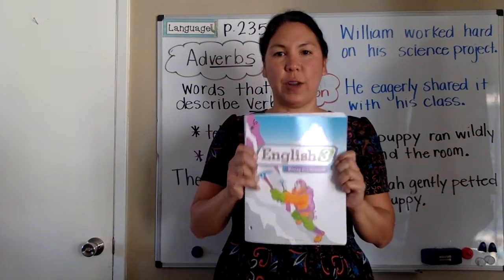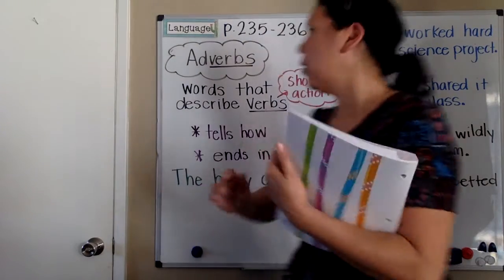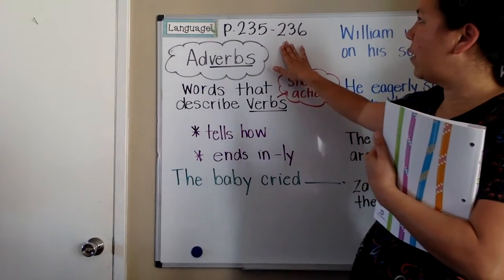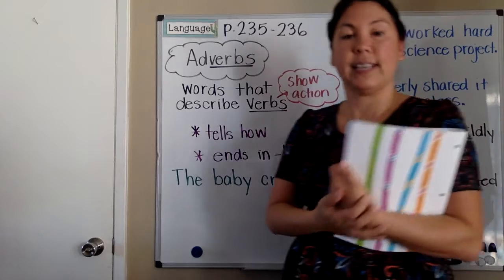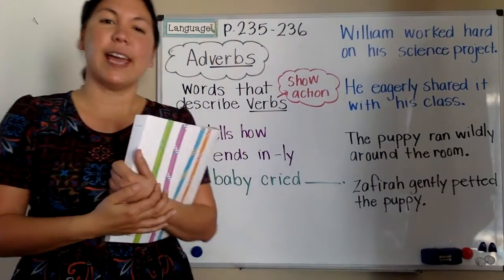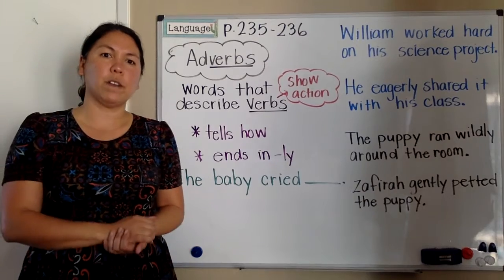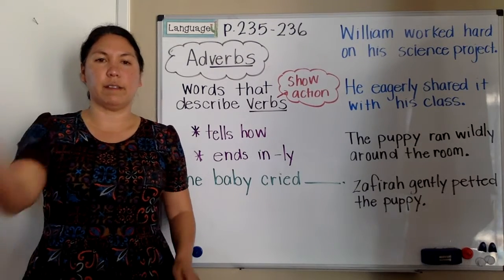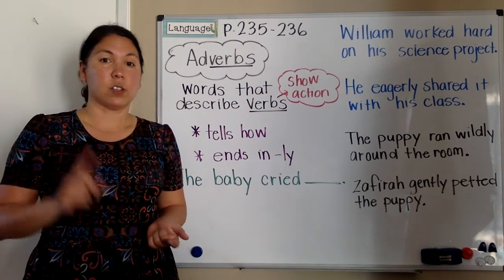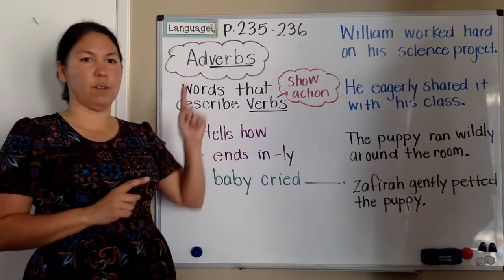So make sure you have your English 3 book. We're going to be open to 235 and 236. And today we're learning about a new part of speech. So do you remember what part of speech we did all last week? It starts with an ad, but it's not adverbs.